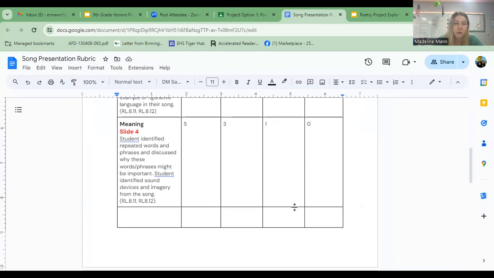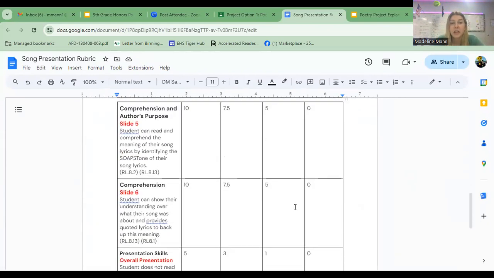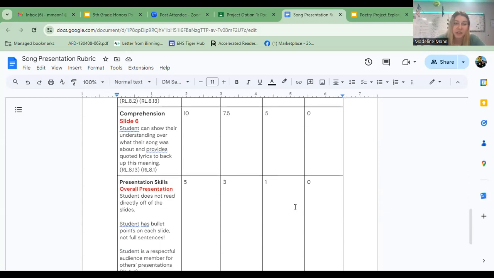Meaning, again, on slide 4, student identified repeated words and phrases and discussed why these words and phrases might be important. Student identified sound devices and imagery from the song. Comprehension and author's purpose. Student can read and comprehend the meaning of their song lyrics by identifying the SOAPSTone of their song lyrics. Comprehension. Student can show their understanding over what this song was about and provides quoted lyrics to back up this meaning.